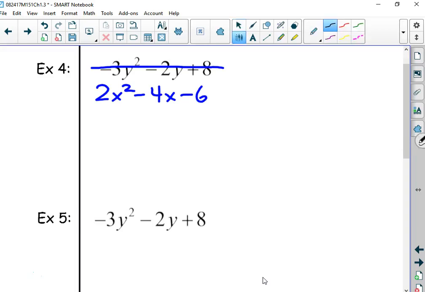So one thing I noticed on this first one is that all of the numbers are divisible by 2. And so I can get a monomial factor of 2 out. And then hopefully what I have left is easy to factor. So 2 numbers that multiply to give you -3 and add or subtract to give you a -2.